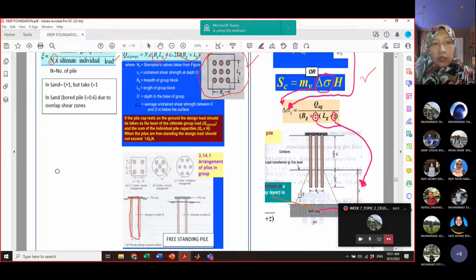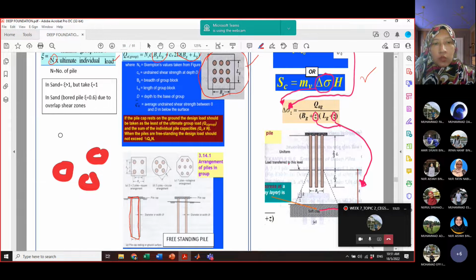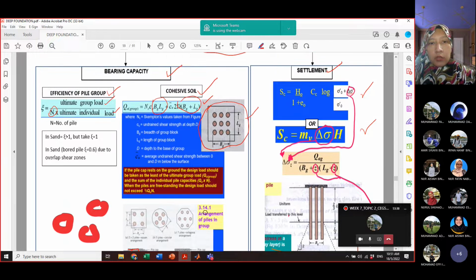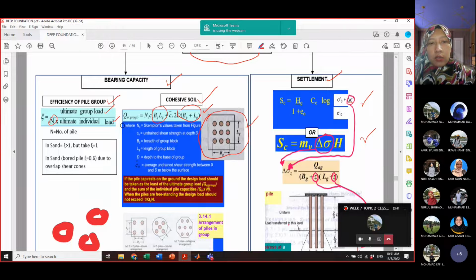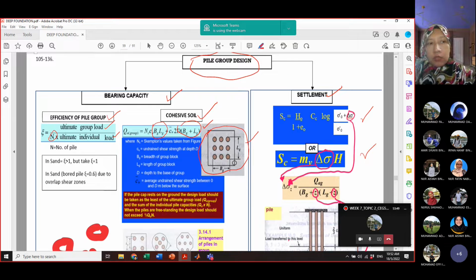Kemudian kita akan letak pile berada di tengah-tengah. Similarly, kalau you ada pile 3, you ada 3 pile. 1, 2, 3. So kita nak buat pile cap bentuk apa? 4 segi ke? Ataupun kita nak buat pile cap dalam bentuk yang berbeza. Contohnya hari tu kita tengok the speaker shows you the pile cap for 3 piles arrangement. So they will be different. So bergantung kepada bilangan pile yang you ada. Kalau kata pile group in cohesive soil, so the ultimate bearing capacity of the pile group can be estimated from these equations.